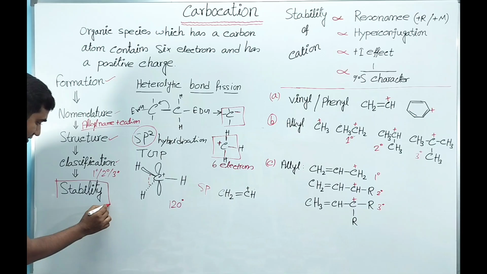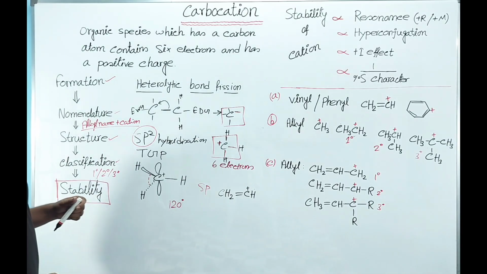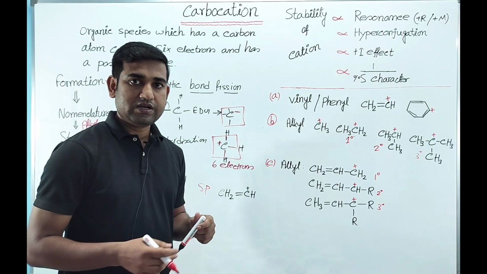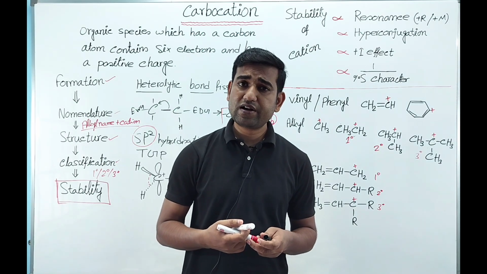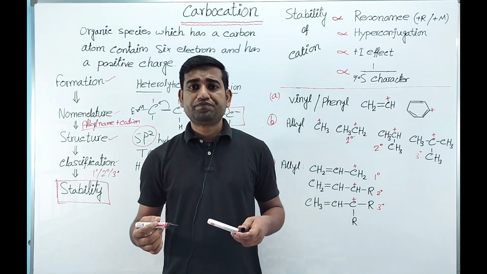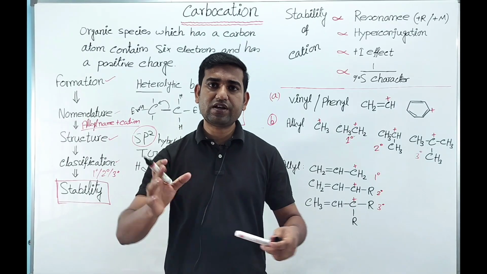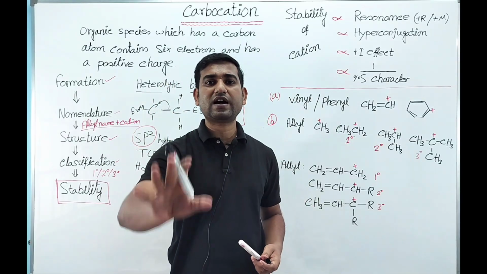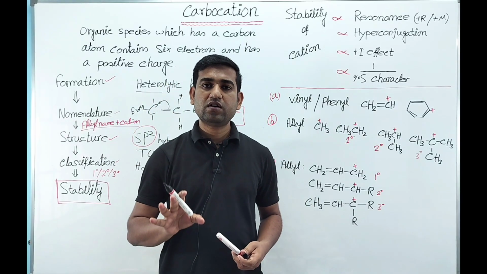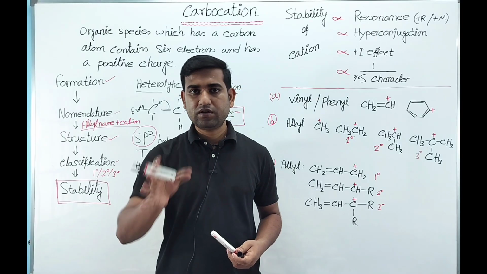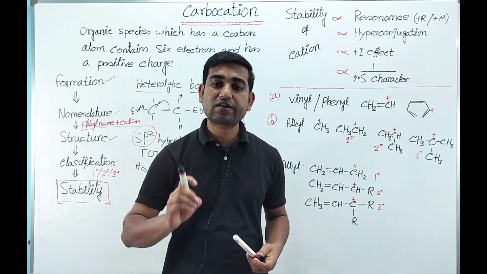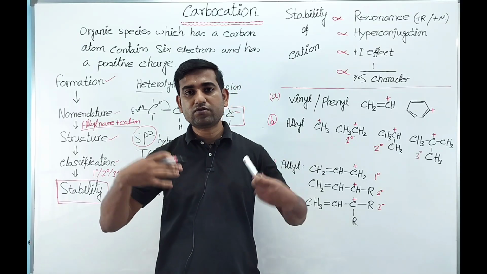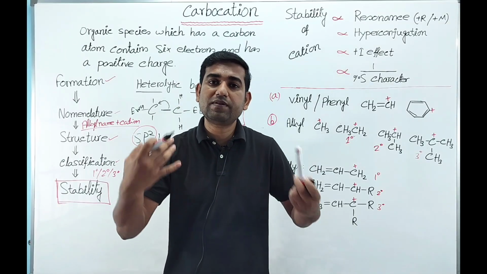Finally we have to understand what is the stability of carbocation. Generally carbocation is an electron deficient group. So electron deficient group means if you supply the electron, if you push the electron to the carbocation, the carbocation will be stable. Means an electron deficient group always needs to be given electrons. If you push electrons, it gets the electrons and its stabilization increases.